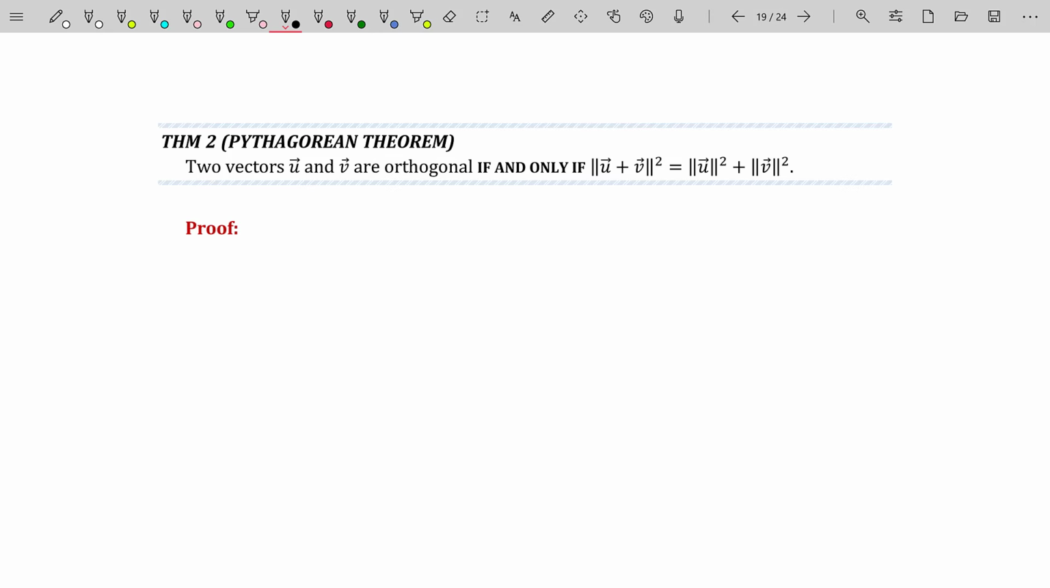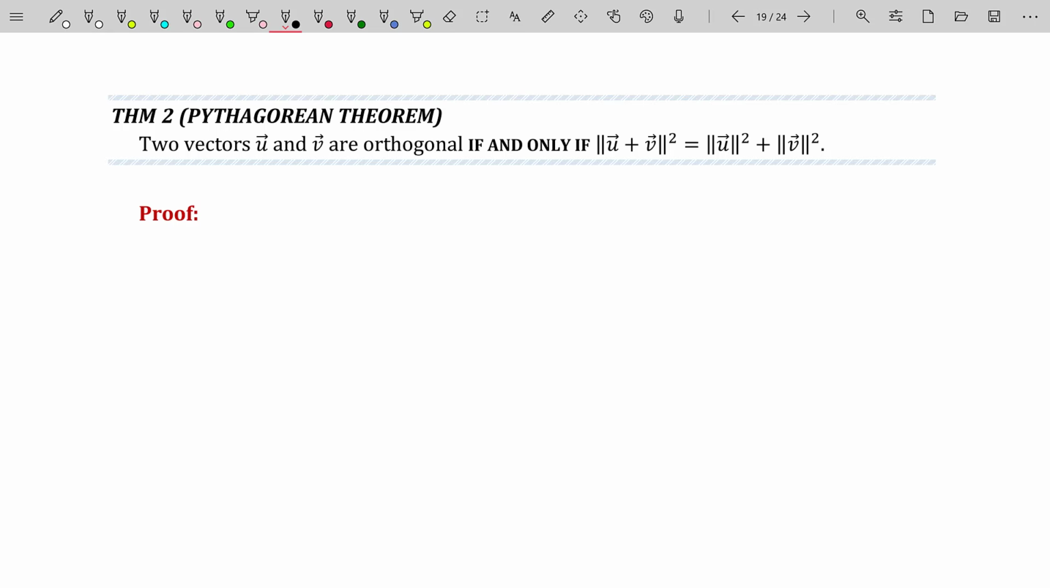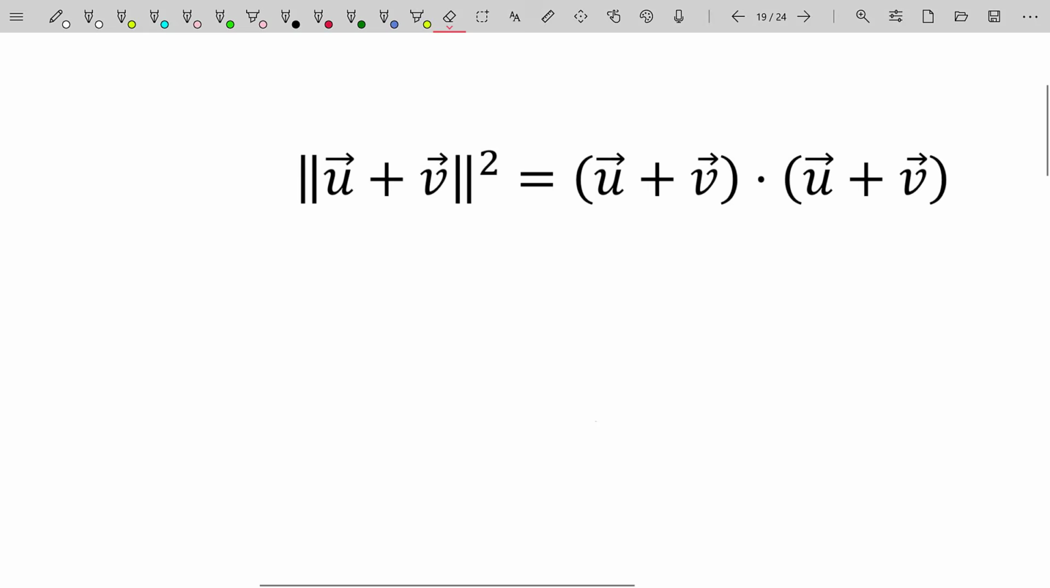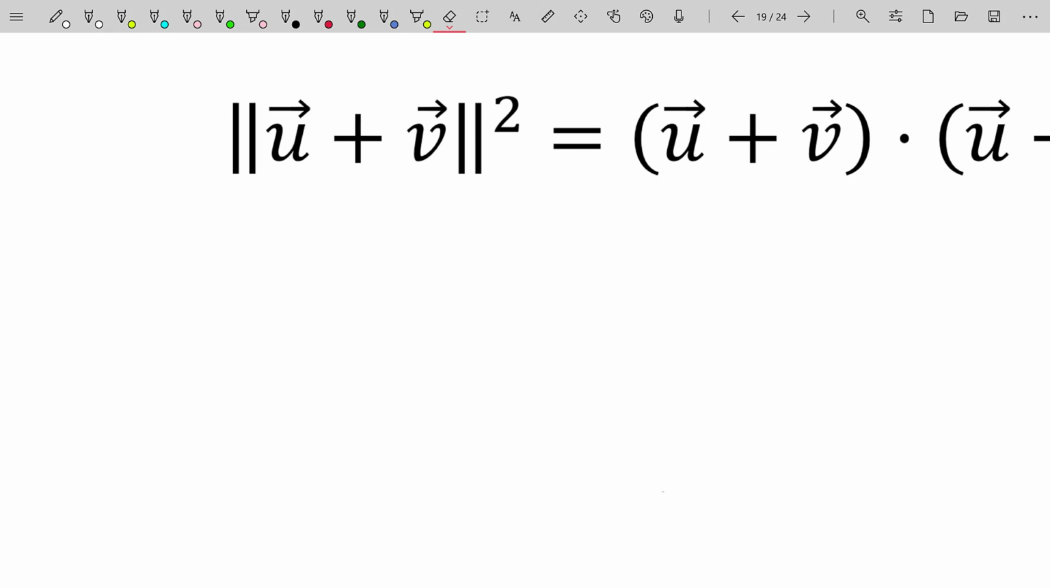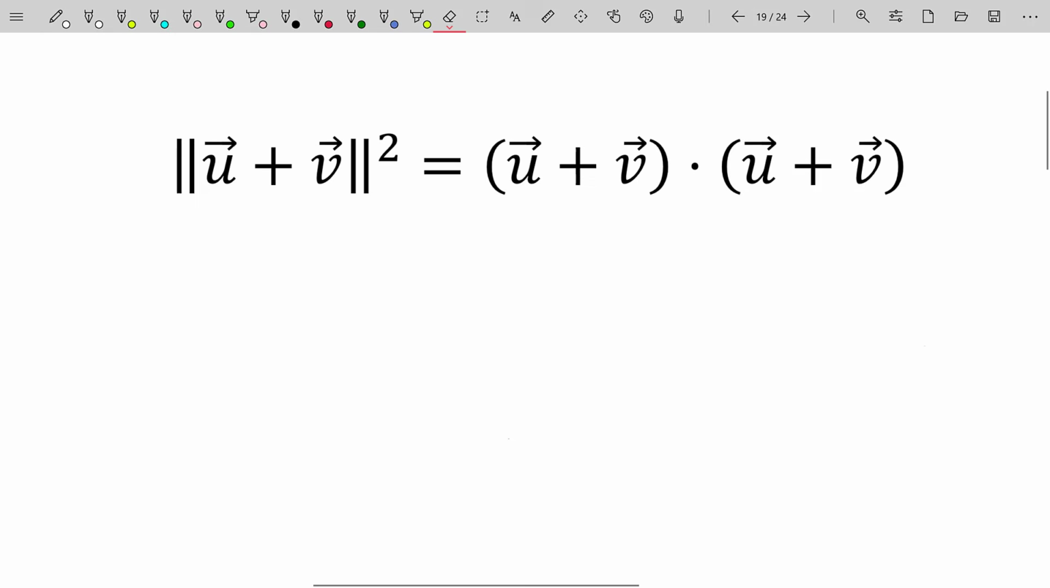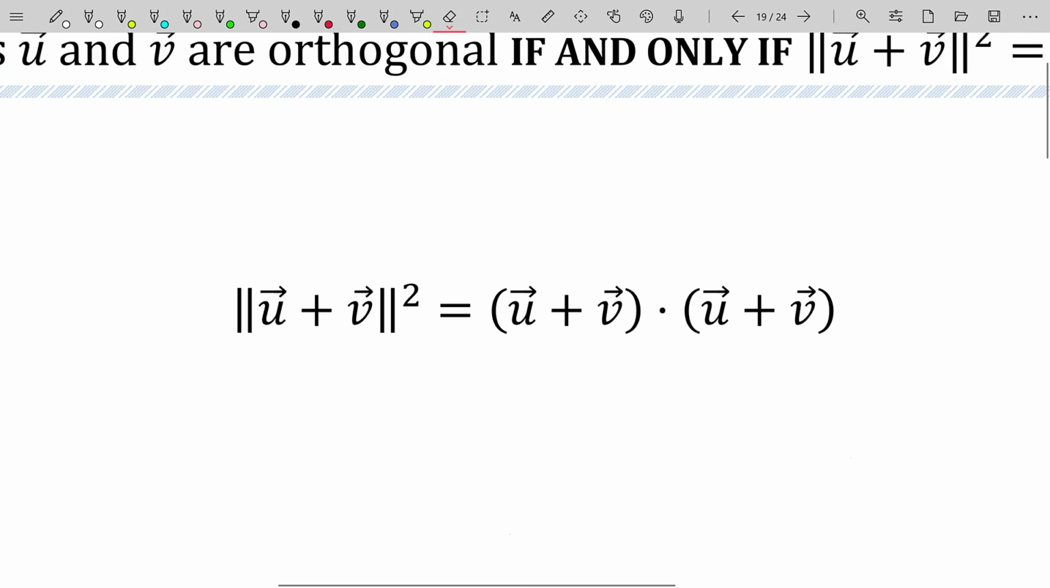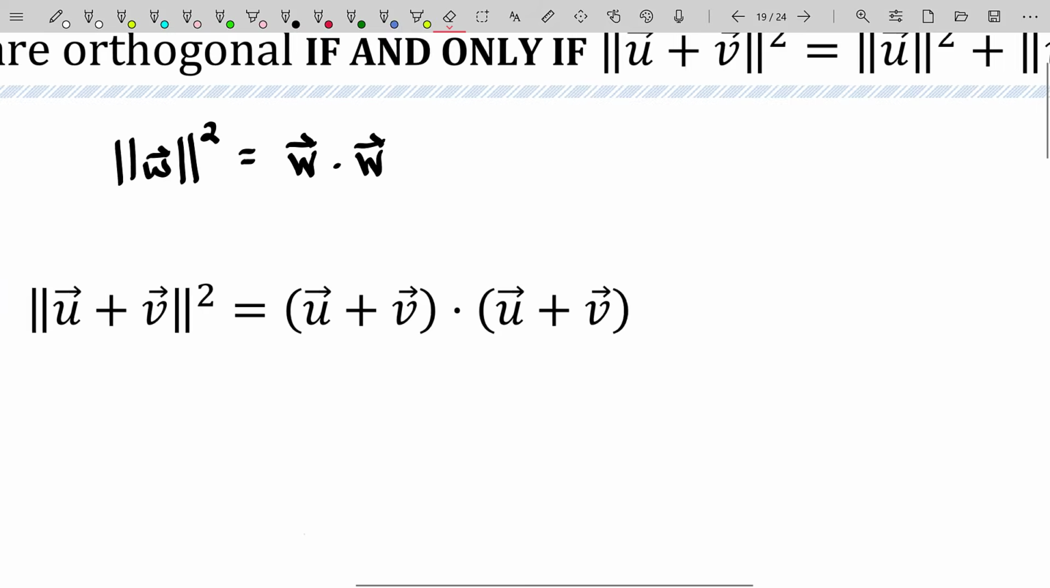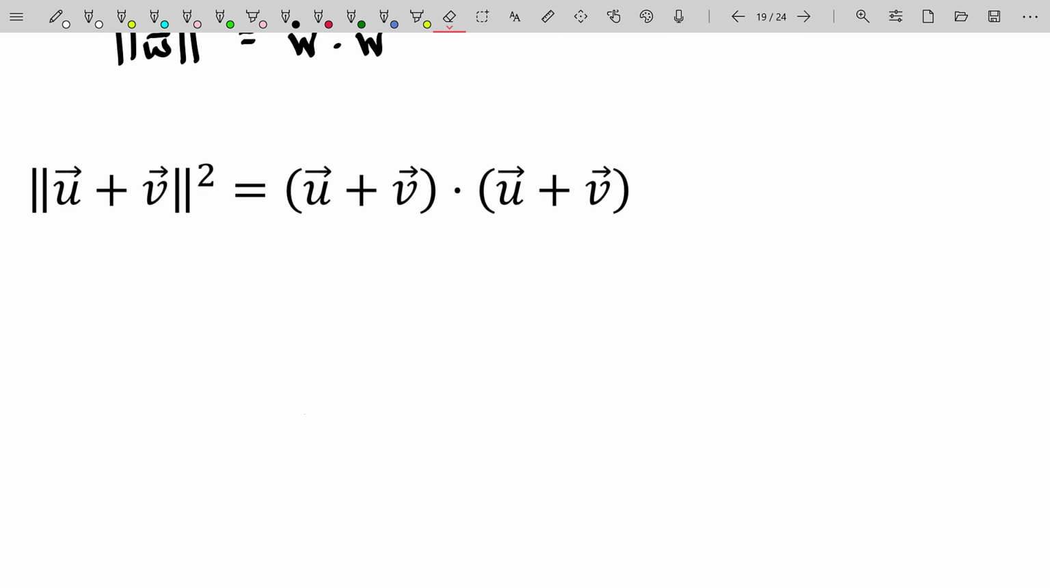The last theorem that we're going to use in this video is the Pythagorean Theorem. Two vectors u and v are orthogonal if and only if the magnitude of u plus v squared is equal to the magnitude of u squared plus the magnitude of v squared. We happen to know that the magnitude of u plus v squared is the same thing as u plus v dotted with u plus v. We have a theorem that tells us the magnitude of a vector squared is just the dot product of that vector with itself. But we have another theorem that allows us to do the distribution of these vectors.